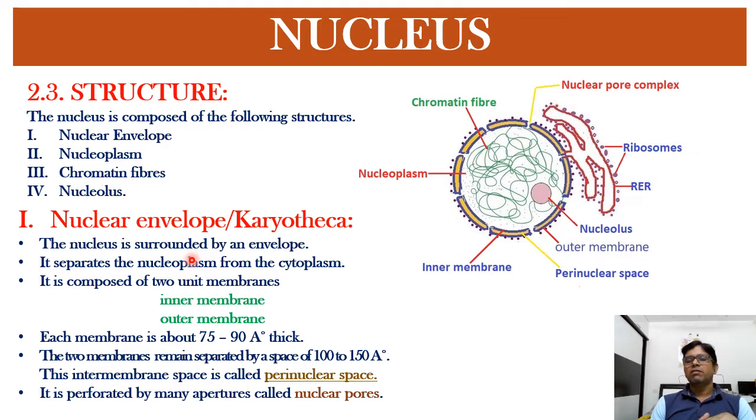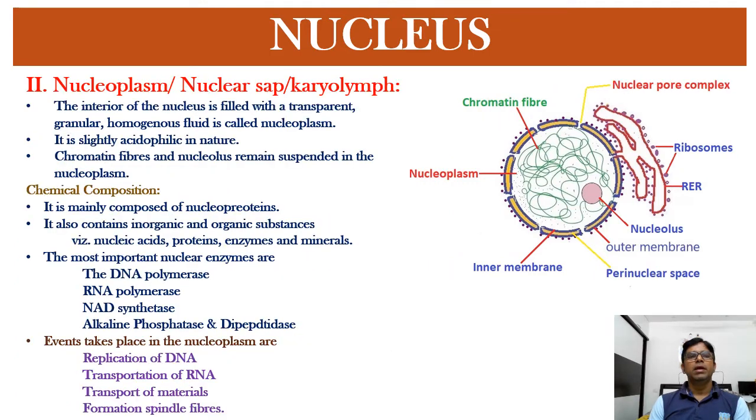These two membranes are separated by a space of 100 to 150 angstroms. This intermembrane space is called perinuclear space. Our nuclear envelope is perforated by many apertures. These apertures are called nuclear pores or nuclear pore complexes. Okay. Next, let us discuss the nucleoplasm.